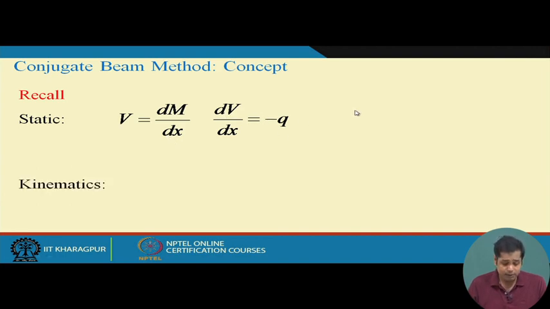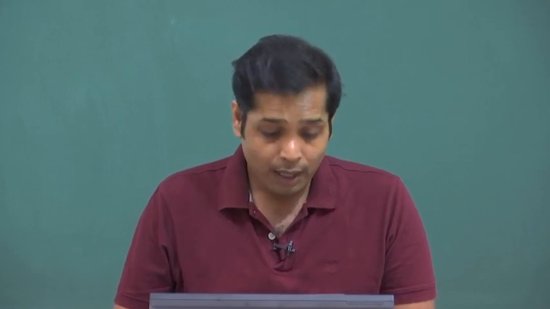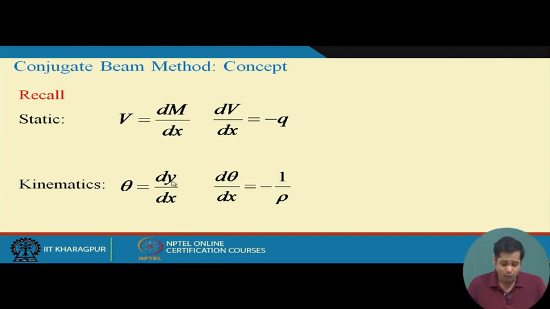Now, let us see what happens to the kinematic variables. We know theta equals dy/dx, that is our definition of slope, and we also derived that d theta/dx equals the curvature. Remember this minus sign: it is because if the curvature increases, the moment decreases, or if the moment increases, the curvature decreases. That is how our sign convention is, and that is why there is this negative sign. So theta, y and 1/rho are the kinematic variables, and they are related to each other like this.